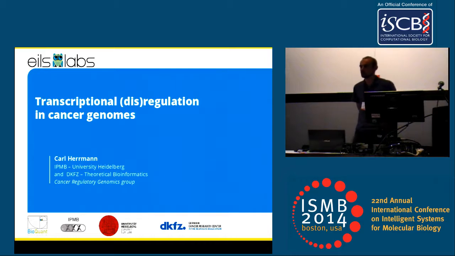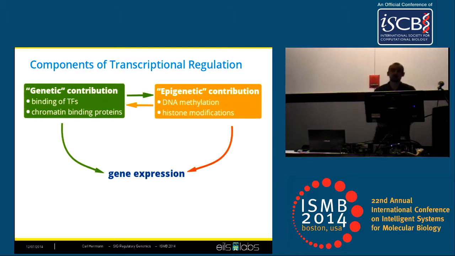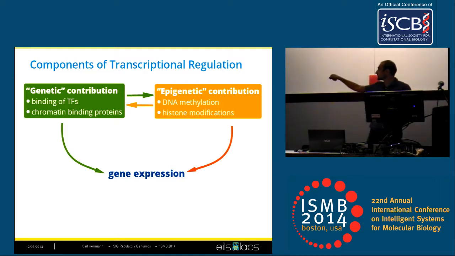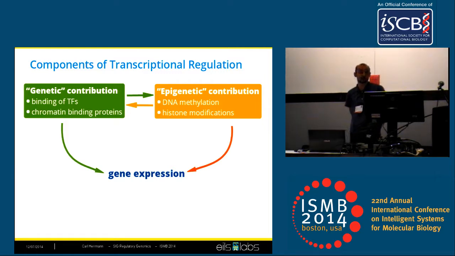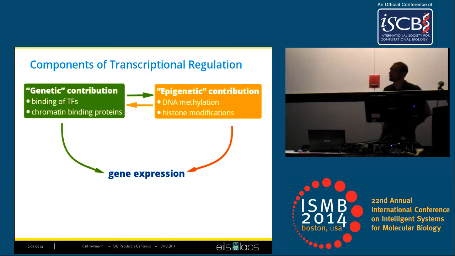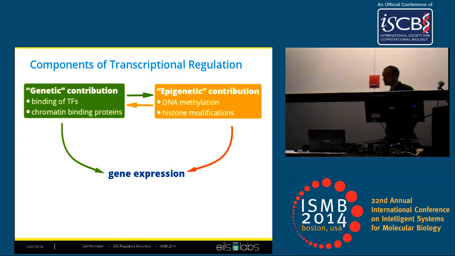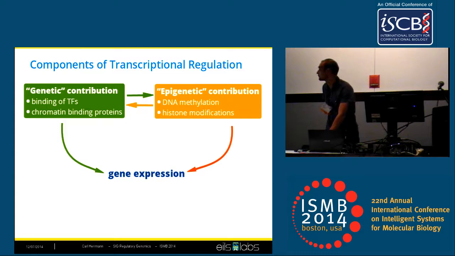There's no need to explain transcriptional regulation to this audience, but I'd like to make a distinction between two aspects: one that I would call genetic contribution, mainly sequence-driven binding of transcription factors or chromatin modifying proteins, and epigenetic contribution, which is driven by epigenetic marks such as DNA methylation or histone modification. Hunter made this distinction early on in a completely different context, but I will take it over here. Now, this distinction becomes relevant when we look at what can go wrong.